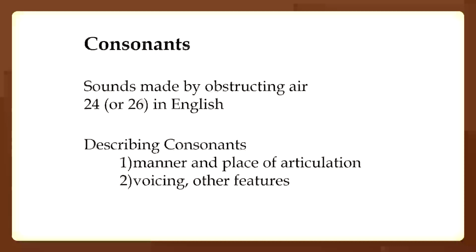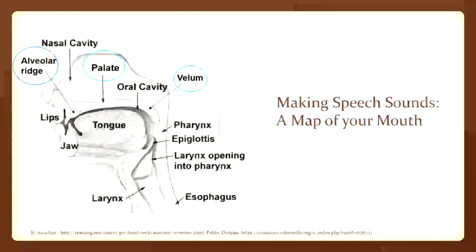In order to talk about consonants, we're mainly in this video going to be talking about describing them. We describe them according to how we obstruct the air in our mouth and where we obstruct the air in our mouth. That is the manner and the place of articulation, and some other features. We can voice them and do a few other things to consonants. In order to do this, we're going to have to talk about the mouth, and here we've got a rough map of your mouth. I've circled a couple of new terms that matter to us in blue here.